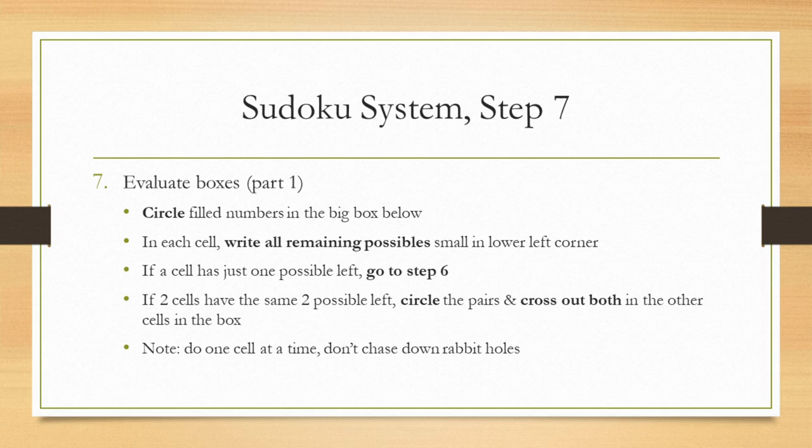Circle the filled numbers that are in the big box below each box. In each cell, write all the remaining possibles for that cell small in the lower left corner. And if you find a cell that has just one possible left, then it is a unique and you should go to step 6. If 2 cells have the same 2 possibles left in a box, circle those pairs and cross out both of those numbers in the other cells of that box. It's very important to follow this step one cell at a time. Don't go chasing down rabbit holes, filling in numbers in other boxes of the worksheet.